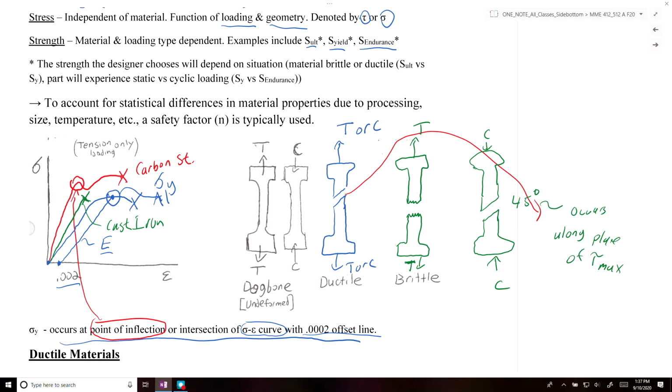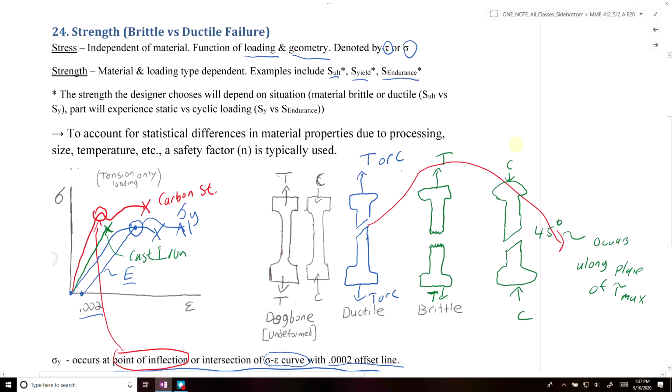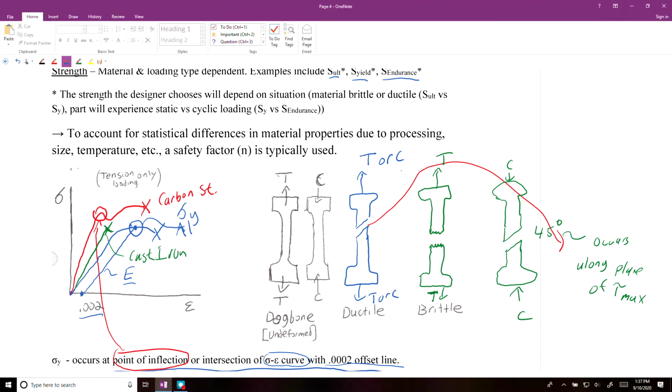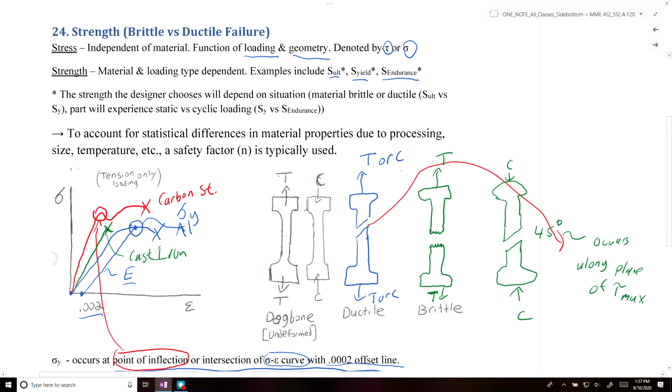So from the simple stress strain information, we will be able to characterize both ductile and brittle materials, and we'll be able to determine the strength of each of these materials, which we're going to use in the next few videos in order to determine whether or not an engineering component under a given stress condition will fail or will not fail.